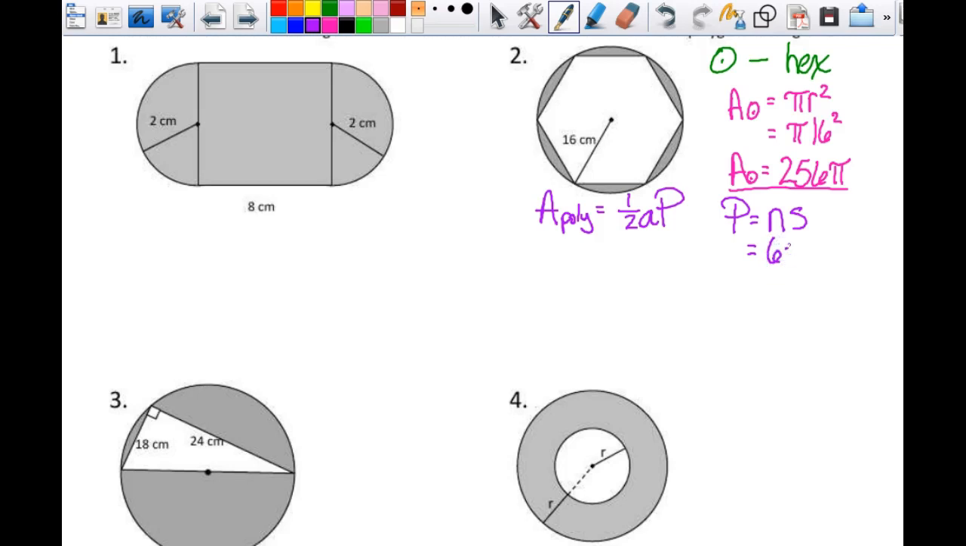Yes or no question. Did they give me the side length? No. So I'm going to pause right here. I'm going to come back to my picture, and I'm going to draw in at least 2 radii. One was already there, so we're going to have to draw the other one. Then I'm going to draw in my apothem. And I got to find my central angle. So 360 divided by 6 is what? 60.